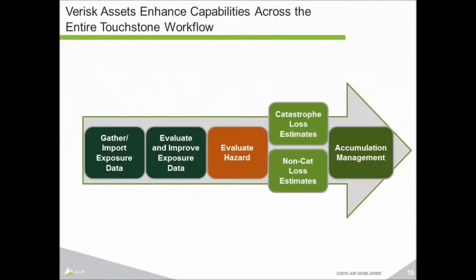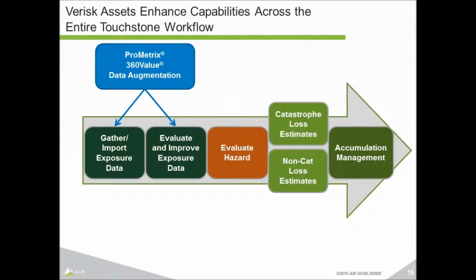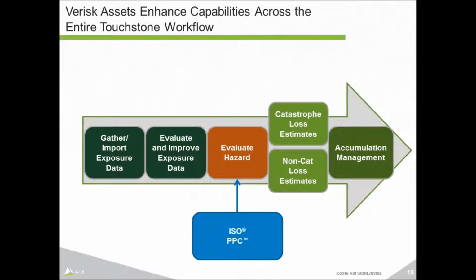At the point of exposure data capture and evaluation, Verisk's ProMetrics and 360Value solutions offer data such as building characteristic details and replacement cost estimates to inform underwriting decisions. These data can be accessed by Touchstone users in a couple of ways, which I will expand upon later. At the point of hazard evaluation, Verisk offers data for both natural and man-made hazards that can supplement the natural hazard data that AIR develops internally and provides to our clients via Touchstone's hazard module.